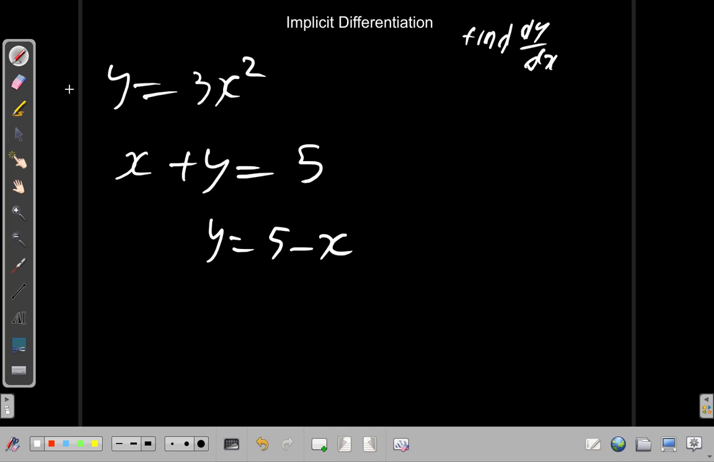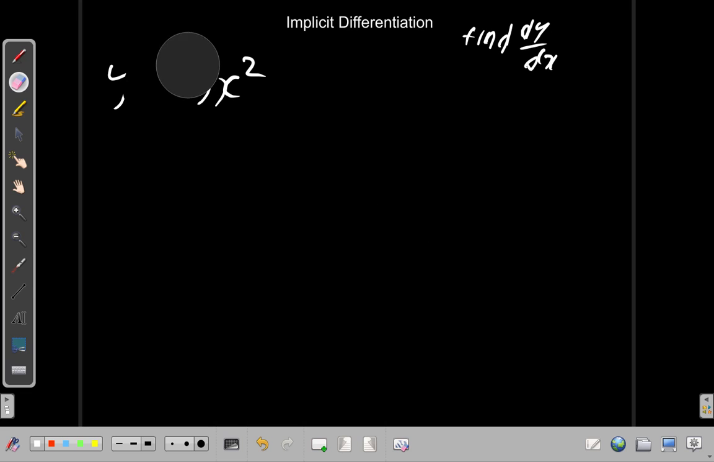However, with some functions, it's not so easy to transpose. In fact, some of them are extremely difficult to transpose, and some are just impossible to transpose. All right? So you use the principle of implicit differentiation. So, let's see what we have here.